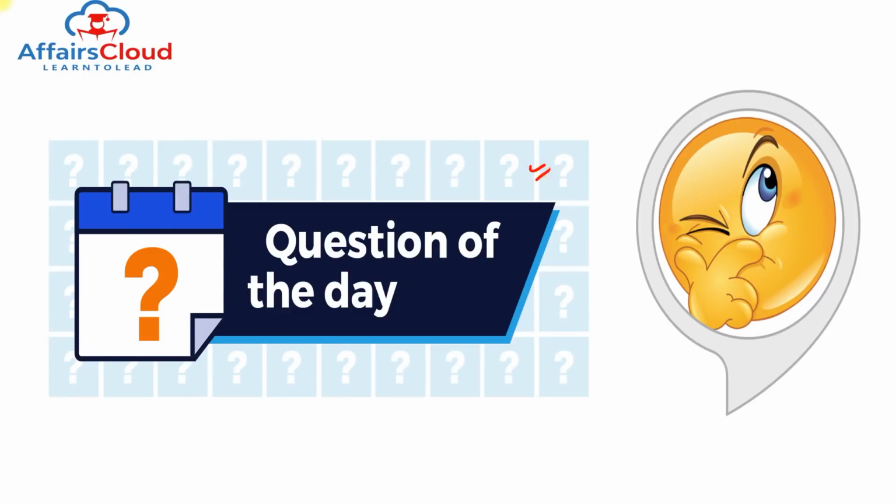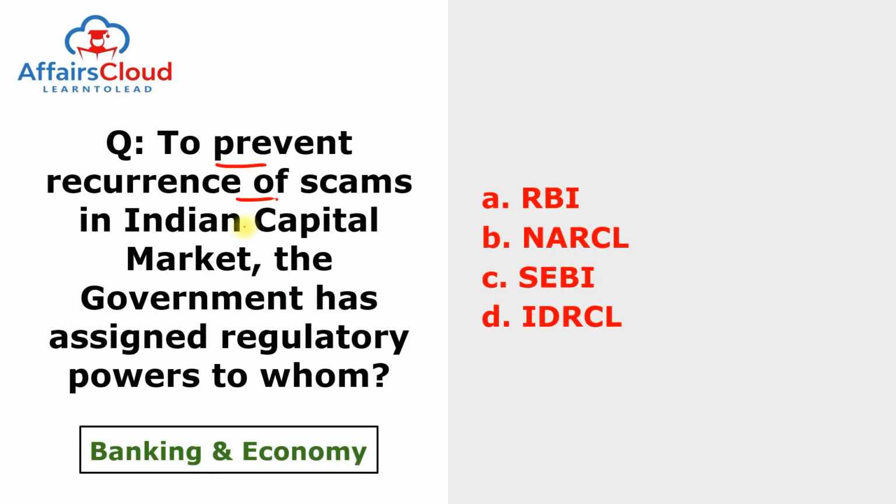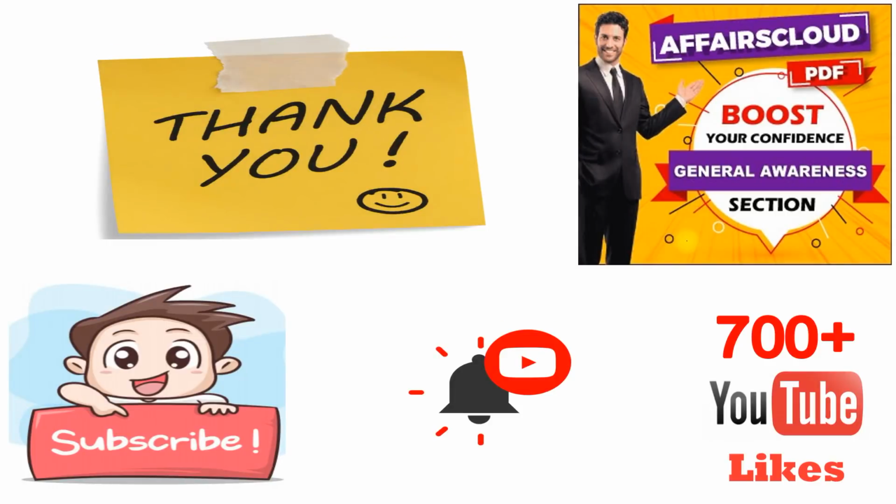Moving to the question of the day. What is the question? Question is, to prevent recurrence of scams in the Indian capital market, the government has assigned regulatory powers to whom so that scams can be minimized. So you have to tell me answer only in the comment box. I am waiting for your answer.